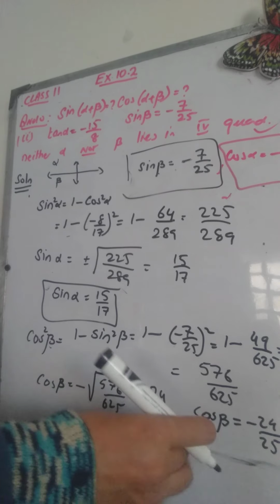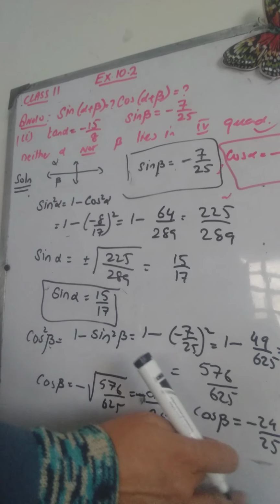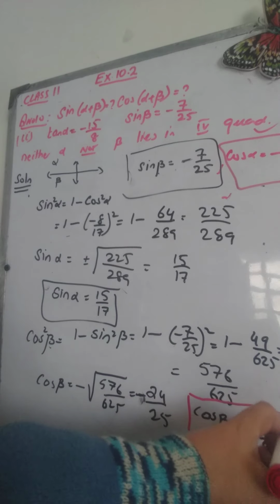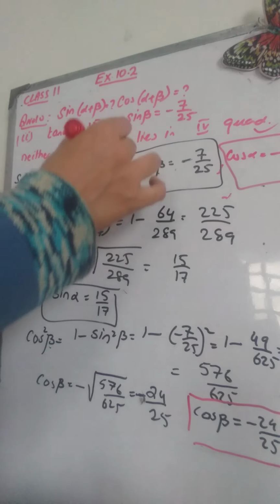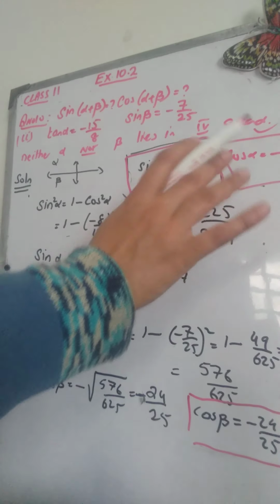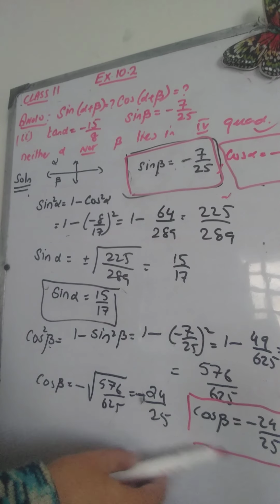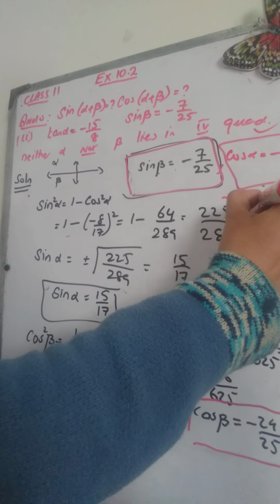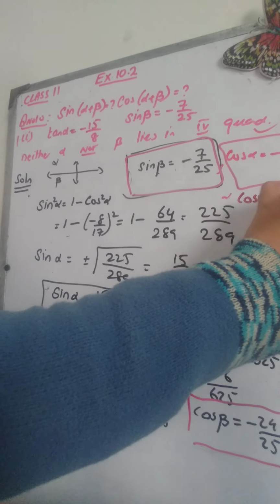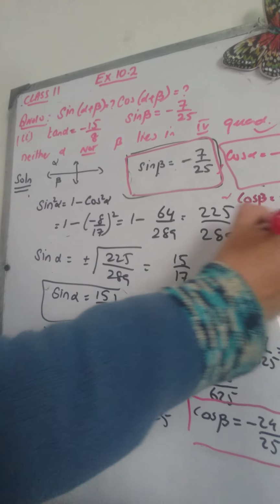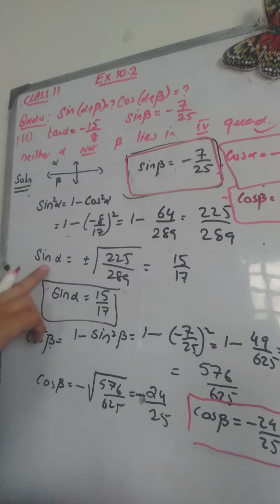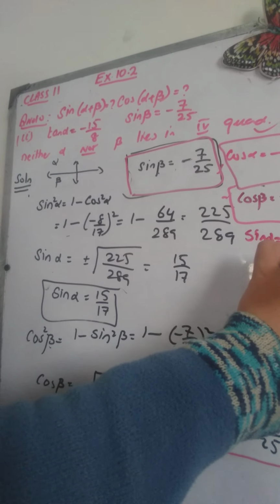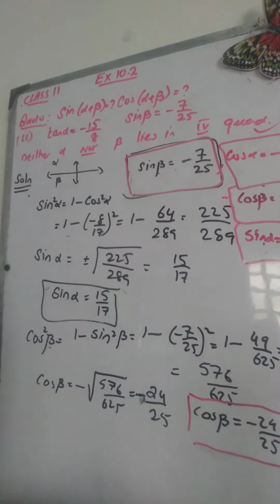Now sin beta is given to us. Cos alpha we have already calculated. Cos beta is also calculated. Let me write it over here. Cos beta is equal to negative 24 over 25, and sin alpha from here is 15 over 17. So we have got all these values.